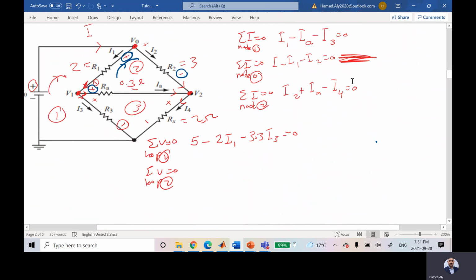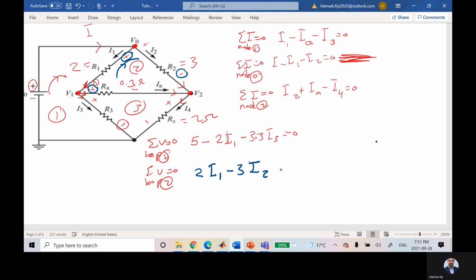Okay. Now, summation of the voltage for loop 2 is equal to 0. What I have is 2 times I1 with positive sign minus 3 times I2 plus 0.3 times IA is equal to 0. Then last one, summation V is equal to 0 for loop 3.